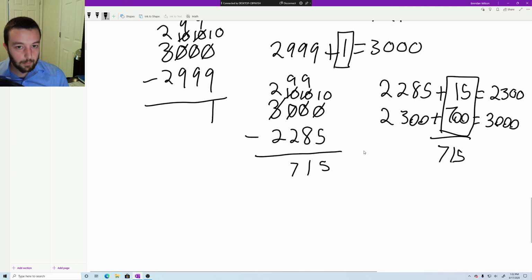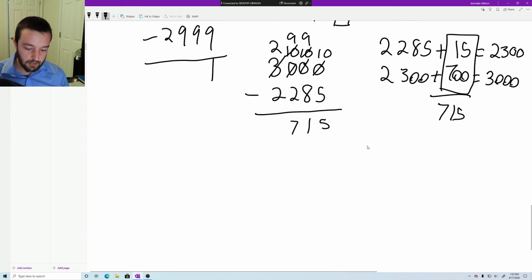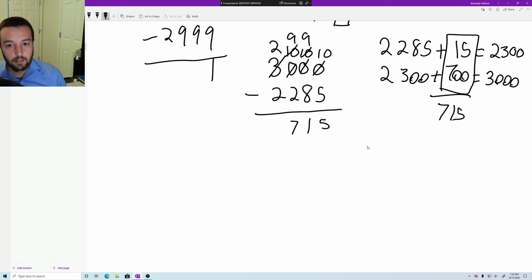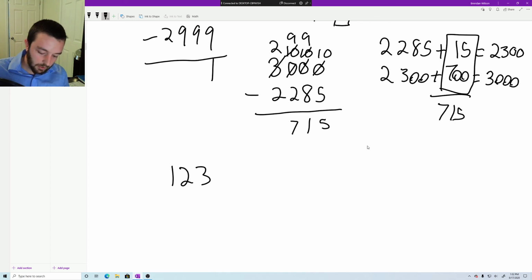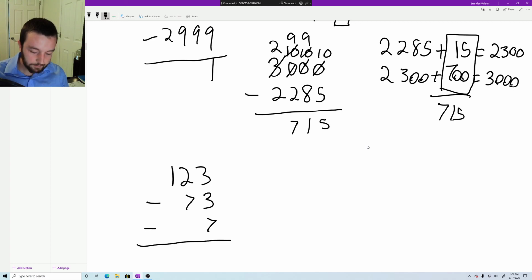So let's talk about multiple numbers. Again, if we want to subtract multiple numbers, we do have to be careful here that we're not going into negatives. So let's say we want to do 123 minus 73 minus 7. Okay. Honestly, we don't normally even set it up like this because subtraction isn't as straightforward as addition. I think the way we normally would do this is we would just do the 123 minus 73 first and then subtract the 7. Break it up into 2 problems instead.